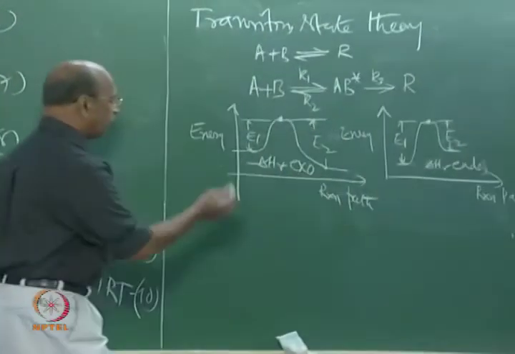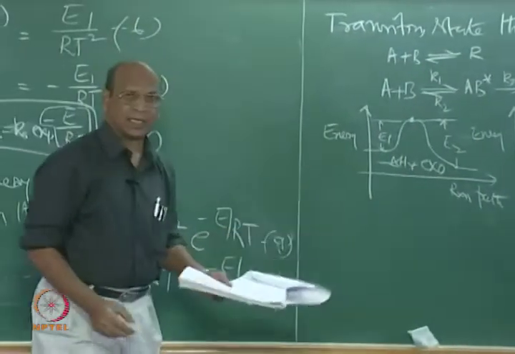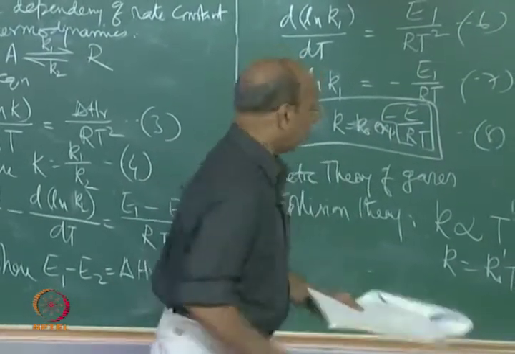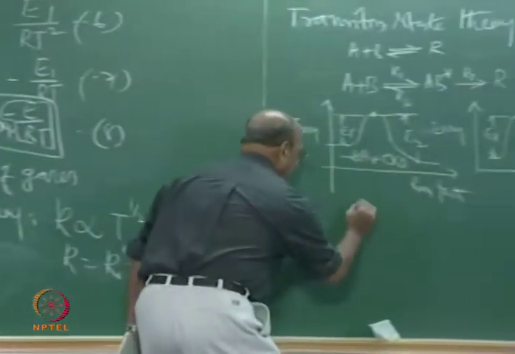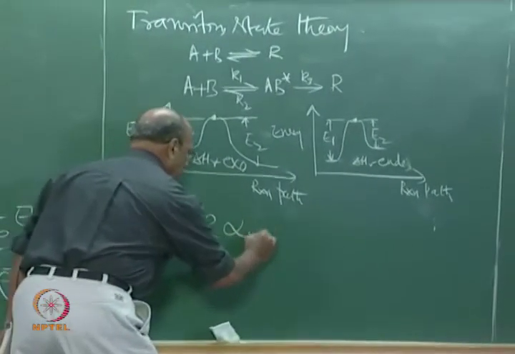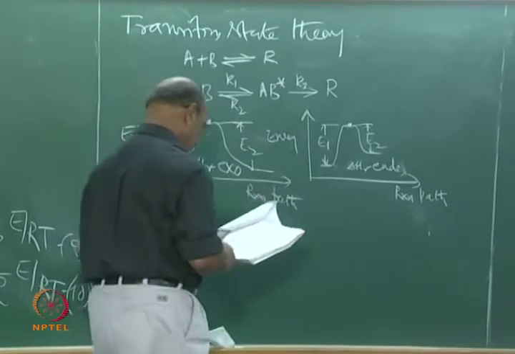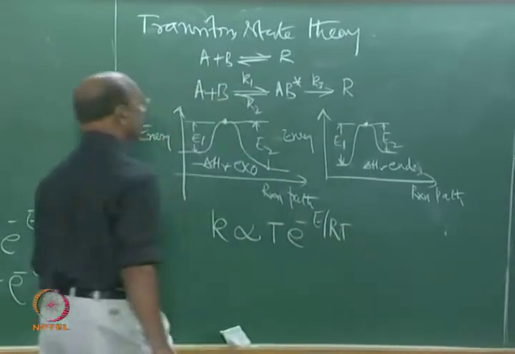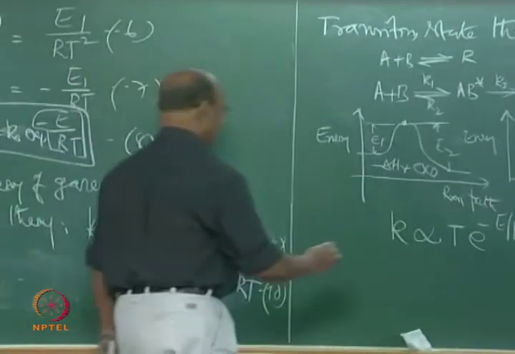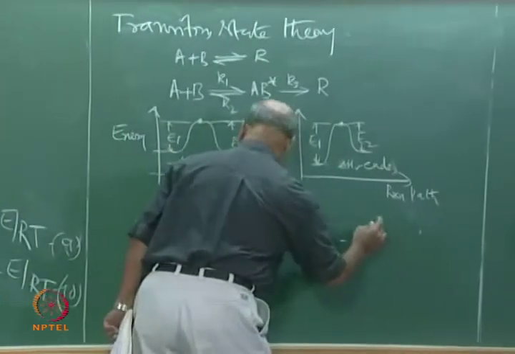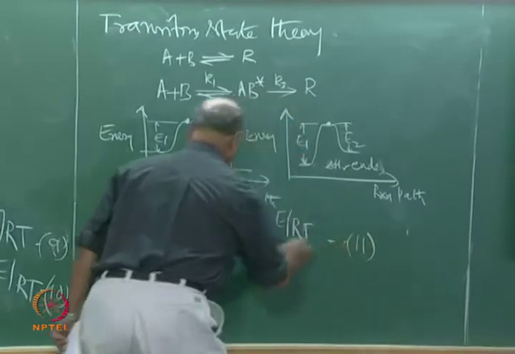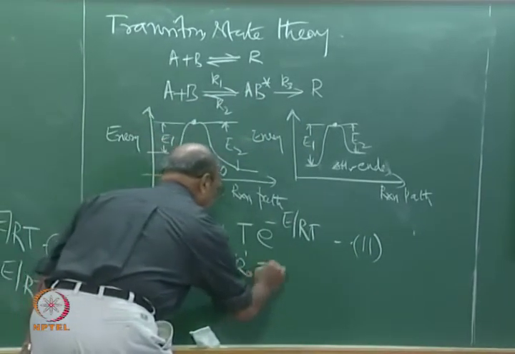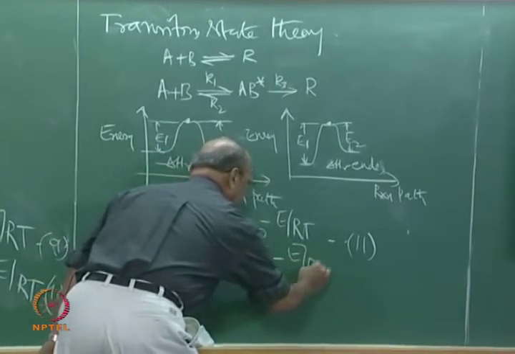So, this is another way of imagining the reaction rate, but we are not going into so much detail. Our functionality here is, K is proportional to T into e to the power of minus E by RT. This is another equation, equation 11, and this also K is K naught dash, for example, T e power minus E by RT.